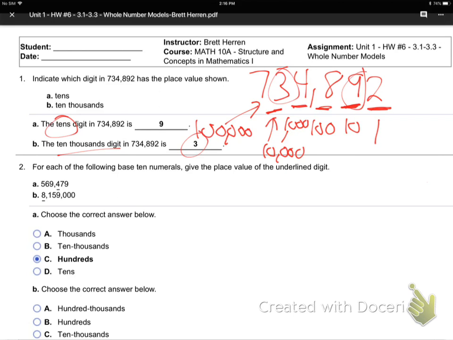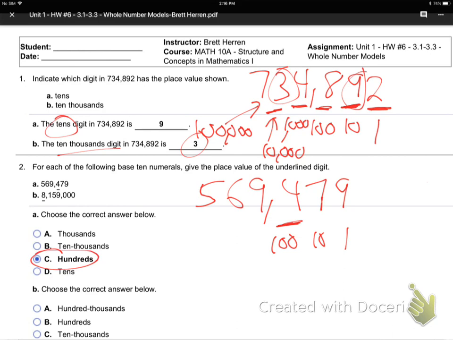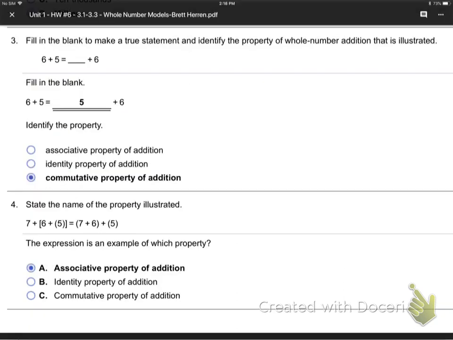For each of the following base 10 numerals, give the place value. So now they're going to go, okay, 5, 6, 9, 4, 7, 9. It looks like they're underlining the 4 there, and they're saying, what's the place there? So it's ones, tens, hundreds. So there's the answer, hundreds place. And then I'm going to skip those down when it gets hard.